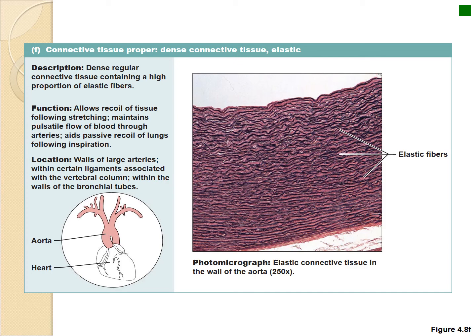This is dense, what's called elastic. So instead of being filled with regular layers of collagen, we find elastic fibers. These provide support. They also provide stretching. And these are almost exclusively found in large blood vessels like the aorta and the vena cava, particularly the aorta, because these can withstand the stretching of blood pressure.